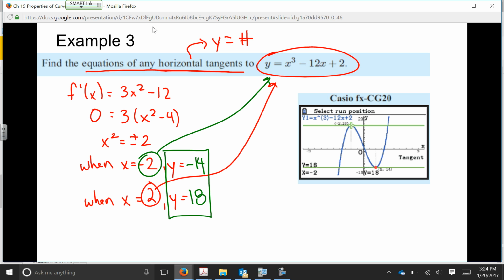And if you look at it on the graphing calculator, you can see here we have the y equals 18, and here we have the y equals negative 14. Or maybe I said them backwards, but whatever, you get the point. No, they have negative 14 there on that point. Okay?